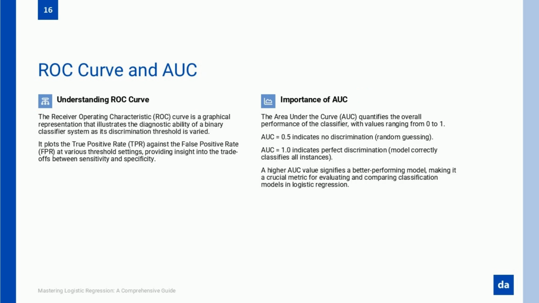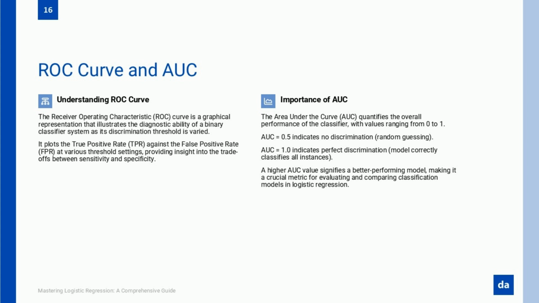Okay, now imagine this. You're at an airport security checkpoint. The X-ray scanner is buzzing, and the security officer has to make a split-second decision. Is this bag suspicious or not? Get it right, and they prevent a dangerous situation. Get it wrong, and either an innocent passenger is pulled aside for no reason, or worse, a real threat gets through. This is exactly the kind of trade-off our logistic regression model faces when making predictions.